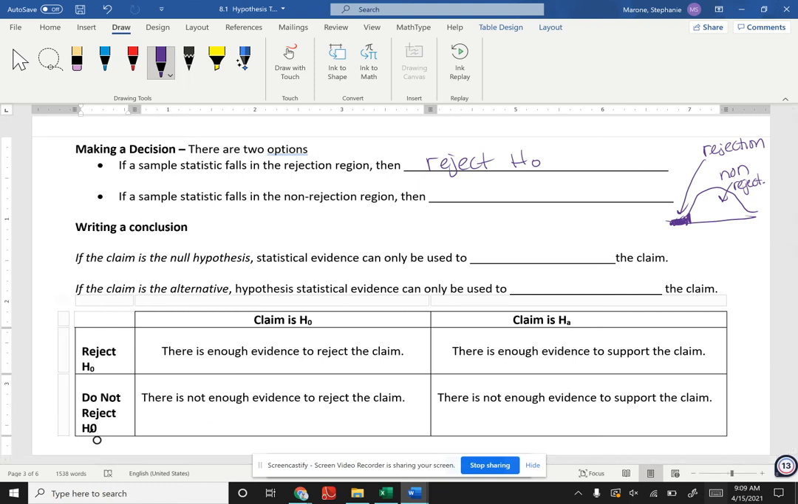So again, looking at this from the last two lessons, making a decision, we can either reject the null hypothesis, and that's if this test stat is in the rejection region, or we do not reject the null hypothesis if it's in the non-rejection region. So not is non for this, it's not opposite. And remember, when you make a decision, it's always rejecting or not rejecting the null hypothesis.